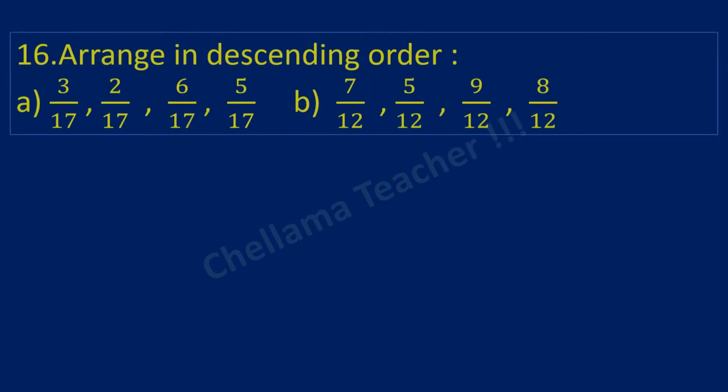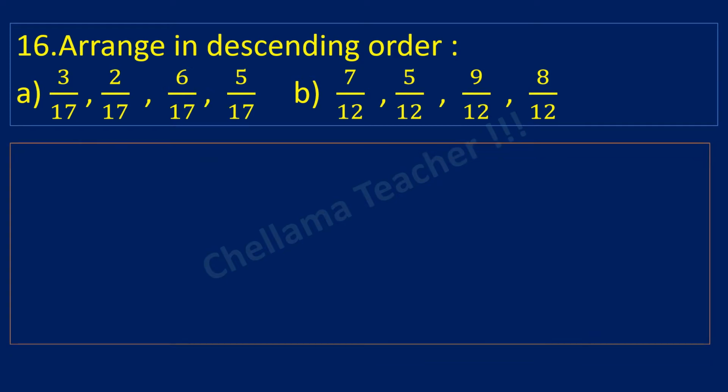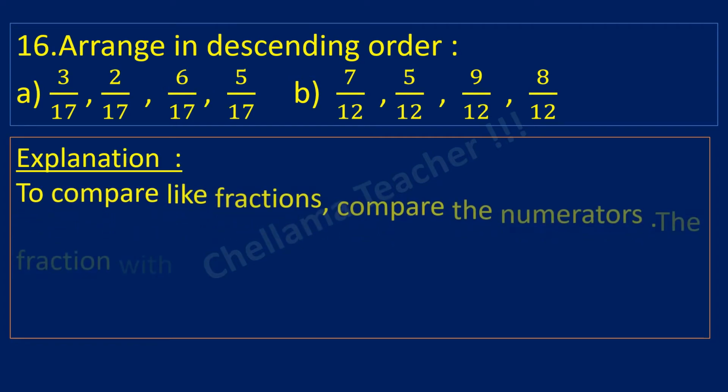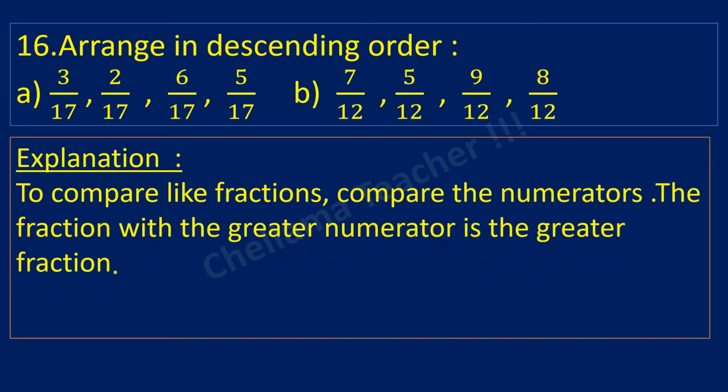Question number 16. Arrange in descending order. Part A and Part B are given. Here we have to check in Part A and Part B whether all the fractions are like fractions or not. Let's see how to arrange in descending order. To compare like fractions, compare the numerators. The fraction with the greater numerator is the greater fraction. So, in the first one, question A, we have to check all the denominators, all are the same. So, these 4 fractions are like fractions.